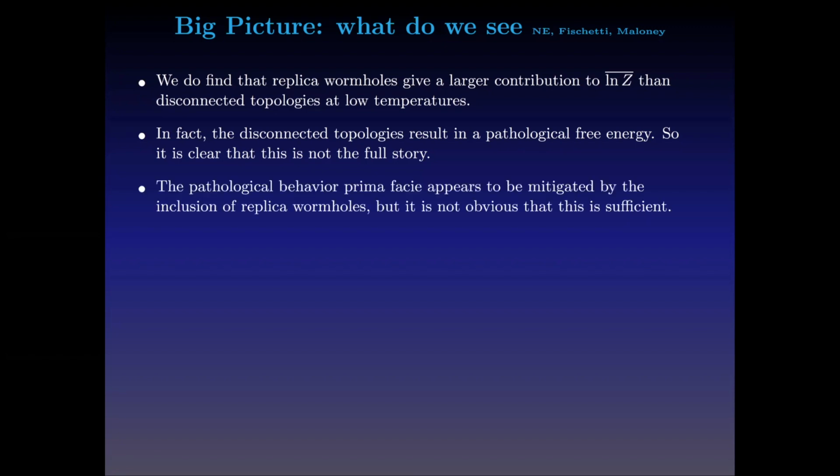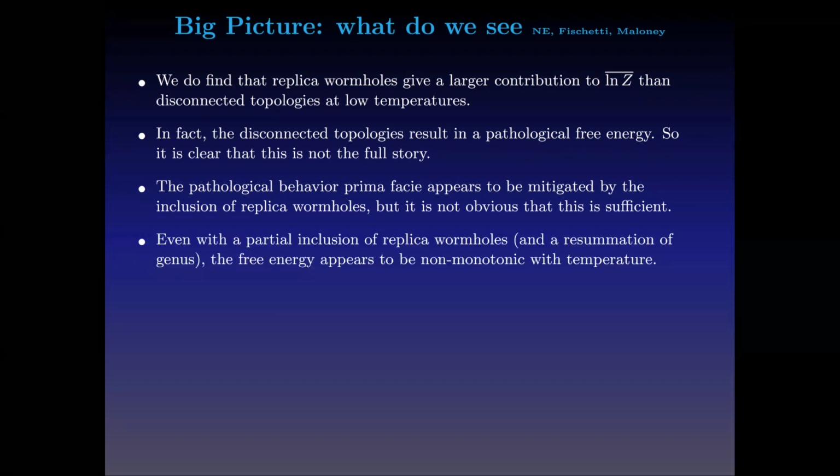Now, it turns out that if you do include replica wormholes, then even though the pathological behavior, at least prima facie, is mitigated by this inclusion of replica wormholes, it's not obvious that the inclusion of replica wormholes is actually sufficient. So we can't show that we actually find a monotonic free energy. What ends up happening is that we can only compute a partial inclusion of replica wormholes, including a resummation of the genus. I'll say more about that in a minute. But with this partial inclusion, even though the free energy is not as badly non-monotonic in some sense, it still is non-monotonic with temperature, and that's just bad.